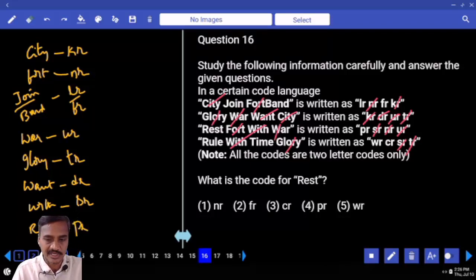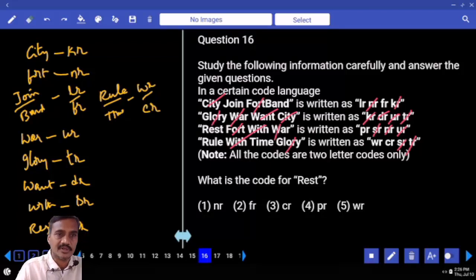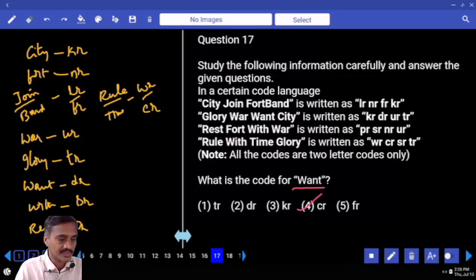And rule and time. Now these two are not repeated anywhere else. Hence for rule and time, the code is WR, CR in any order. Then what is the code to the word rest? Rest is PR, choice 1 for question number 16. Then 17th one.